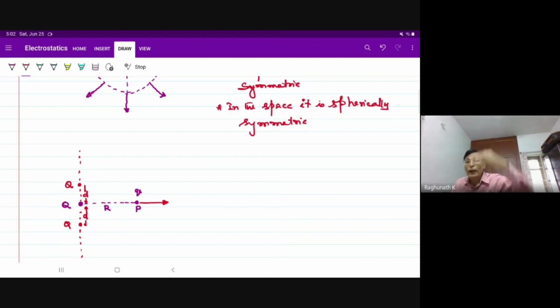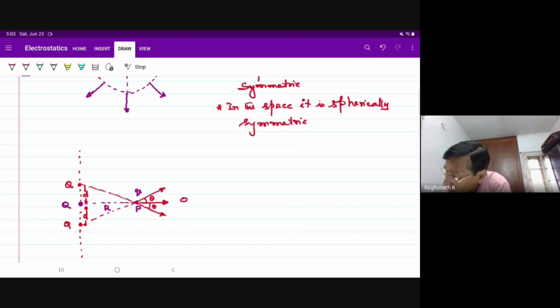The charges above and below the central charge will exert a force F of the same magnitude, inclined at the same angle from the horizontal. If this is theta, this is also theta. We can talk about the formula of this also, the tan inverse of D by R. Correct?